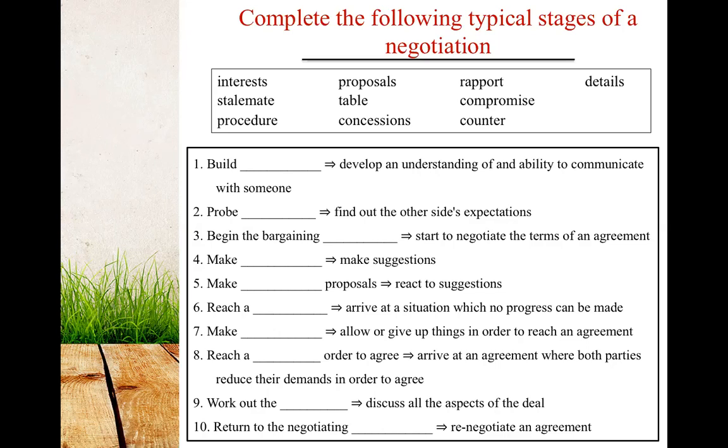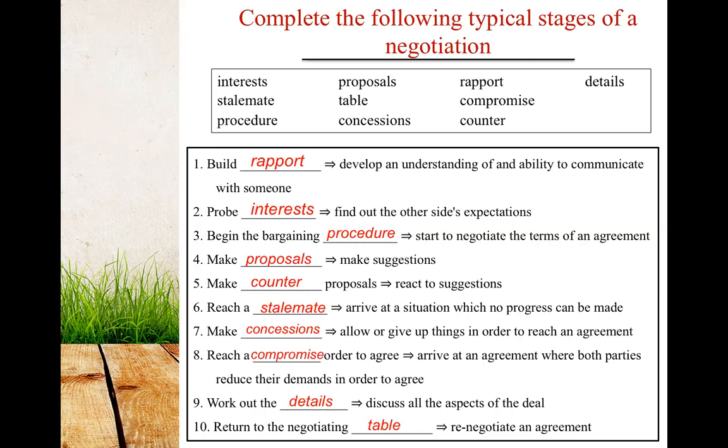this task. The first gap is report. The second one, interest. The third one, procedure. Number 4, proposals. Number 5, counter. Number 6, stalemate. Number 7, concessions. Number 8, compromise. Number 9, details. And number 10, table. And according to this task, I would like you to concentrate on some main words.